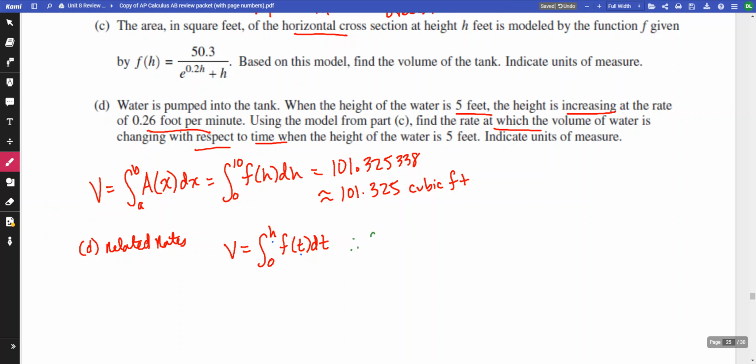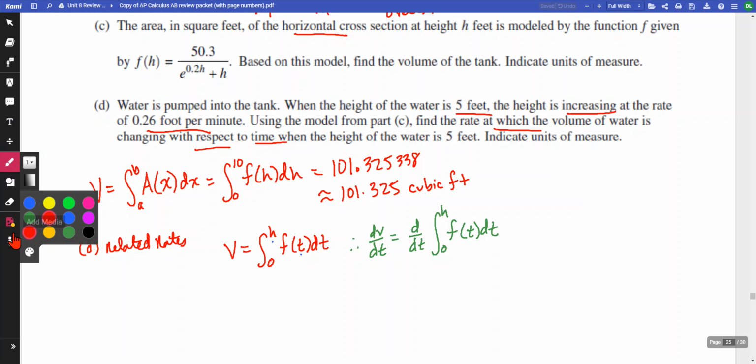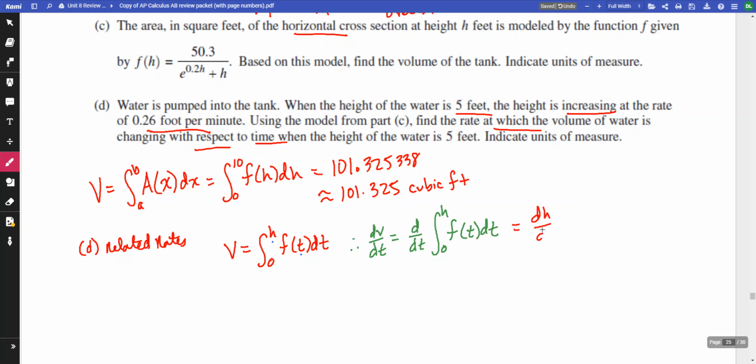Okay, therefore, let's change this. I can leave this there. The derivative with respect to time of volume is going to be the derivative of this integral from 0 to h of f of t dt. All right, and if that's the case, then what I'm going to have is the derivative of h with respect to t, which is going to be dh/dt, multiplied by f of h, using the fundamental theorem of calculus.